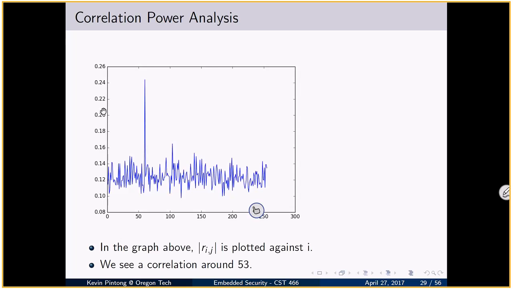Tapadar, you had a question? I actually had that question. Is it a spike? Is it considered a correlation when the spike is like the tall one over there?